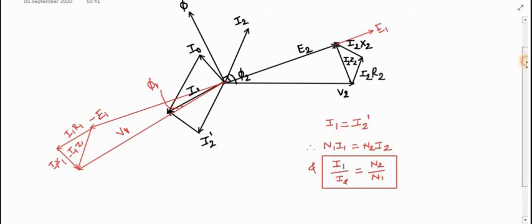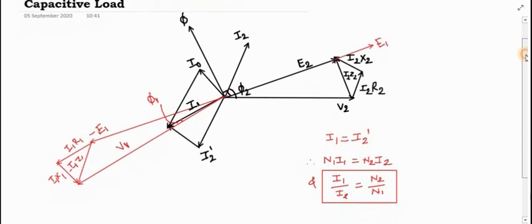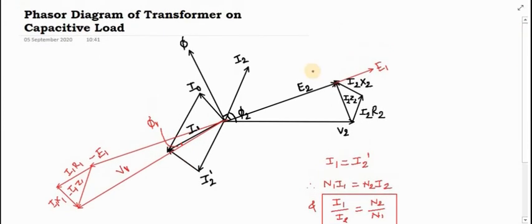Right? So this is all about the phasor diagram of the transformer on load, and the phasor diagram will change according to the nature of the load. So thank you students. In the next lecture I will teach you how to simplify the equivalent circuit of the transformer for further analysis.